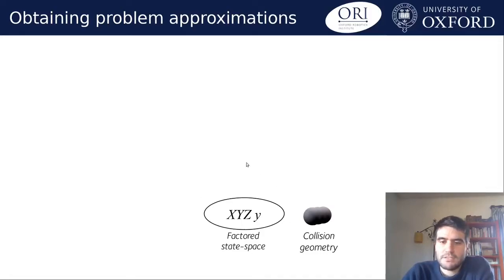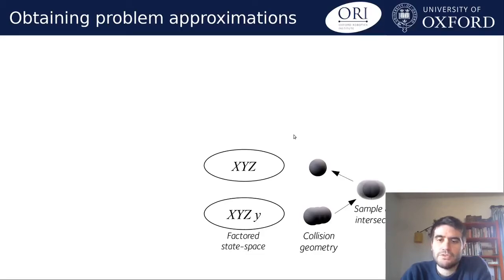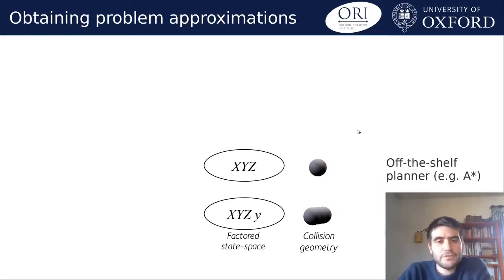We start from a factored state space and a collision geometry. Since the space is factored, we obtain problem approximations by dropping some of the factors of those spaces. And then in order to obtain the collision geometry for a subspace, what we do is sample states on the dropped components of a space and then intersect the geometries at those samples to obtain a new collision geometry for this state. Solving a motion planning problem in each of these state spaces can be done using an off-the-shelf planner. You plan on this space using the computed collision geometry, and you could use A star or RRT or your preferred planning method.